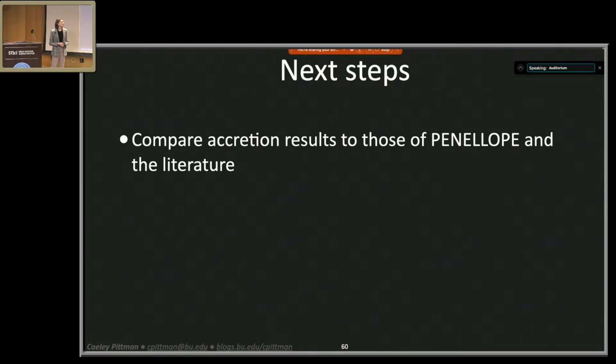So the next steps are to compare accretion rates to those of the Penelope team as well as the literature. So this is the first big Hubble accretion analysis that has been done. So I'm really interested to see how my results compare to those from the ground-based analysis that uses all of the same input stellar parameters. Like the only differences should be the data and the models.